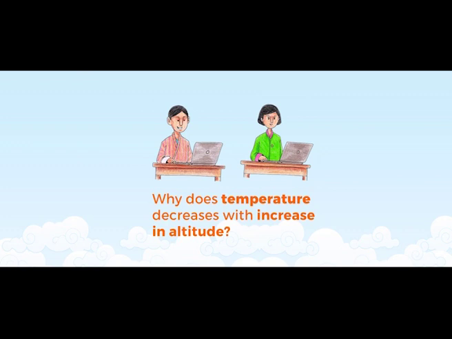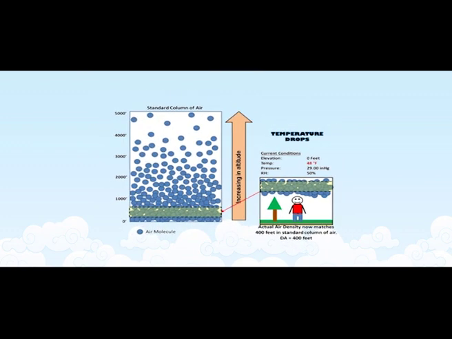the reason is now depicted in this diagram. Now if you see, when we go up and up, that means when altitude increases, what happens? Now the density of air becomes lesser and lesser. At lower altitude, as density of air is very high, that means the heat absorbing particles are more in nature.